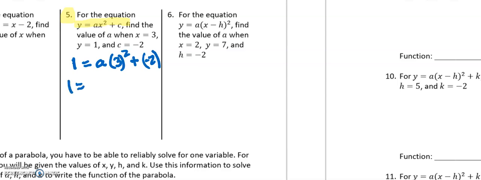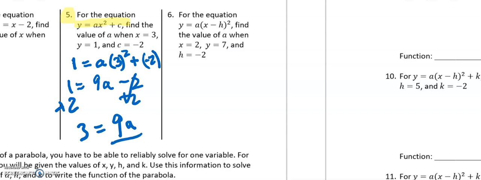So 1 equals, I can see right here that 3 squared is 9. Always square before you multiply. 3 squared is 9, and then 9 times a is just 9a. So I can write it like that. And then plus negative 2 is minus 2, right? Now I'm going to solve for a, so I want to add 2 to both sides. That gives me 3 equals 9a. And then I'm going to divide by 9 on both sides.